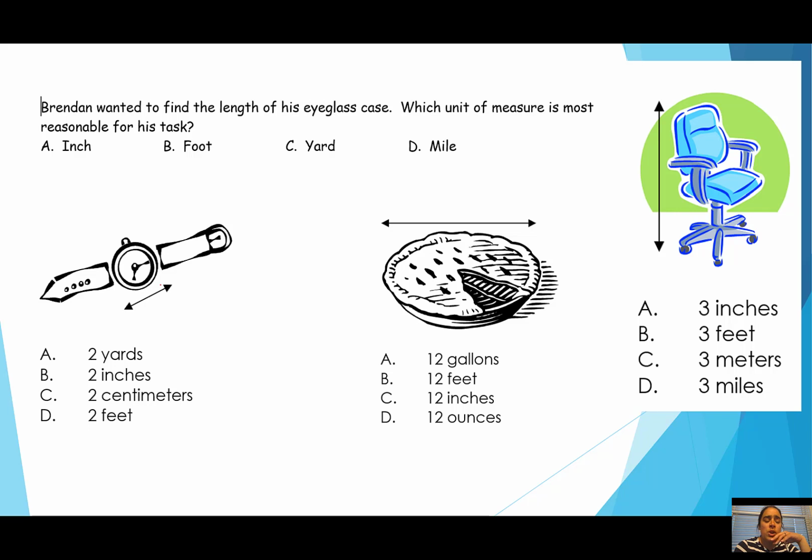All right, which unit of measure is most appropriate for the eyeglass case? I would say inches. An eyeglass case is not that long. How long do we think the face of the watch is? I would say it's 2 inches long. How long is the length of the pie pan? Probably about 12 inches or 1 foot. How tall is the office chair? Not 3 miles, that's way too big. 3 inches would be too small, so I'm going to go with 3 feet.